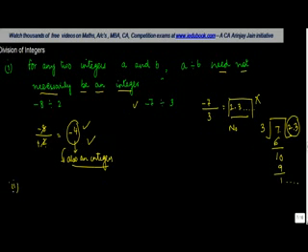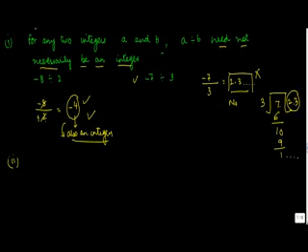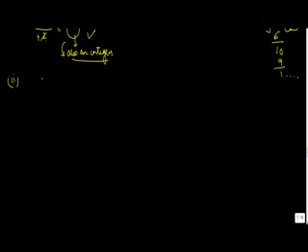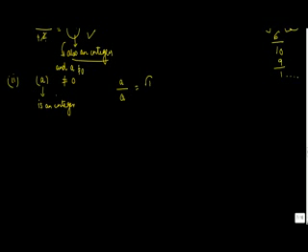Let's take property number 2. For any integer a which is not equal to 0, if you divide a by itself, the answer is always going to be 1.